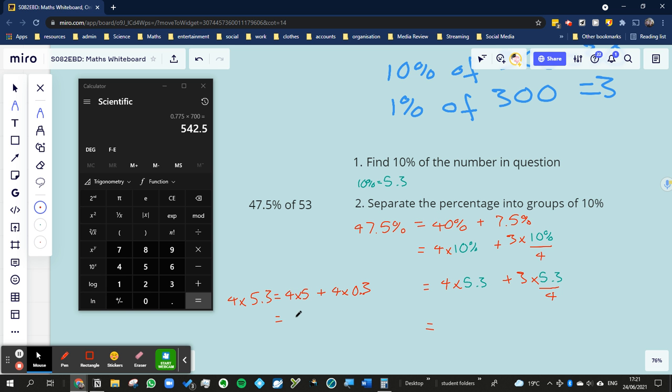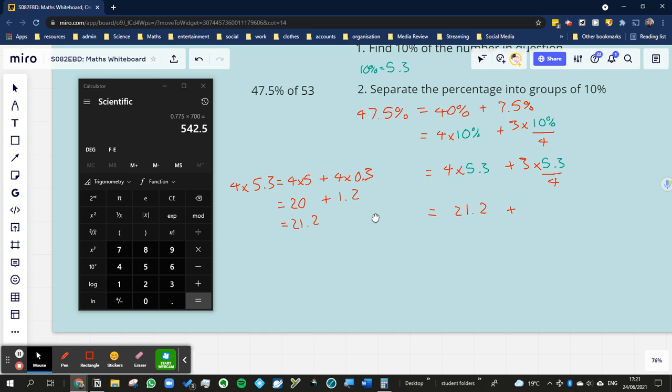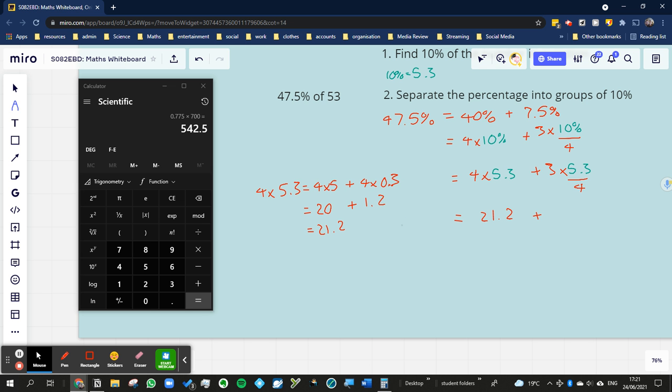So 4 times 5 is 20. 4 times 0.3 is 1.2. And that's going to be 21.2. So 21.2 is that bit there. Next we have to do 5.3. Let's do that as a side calculation again.